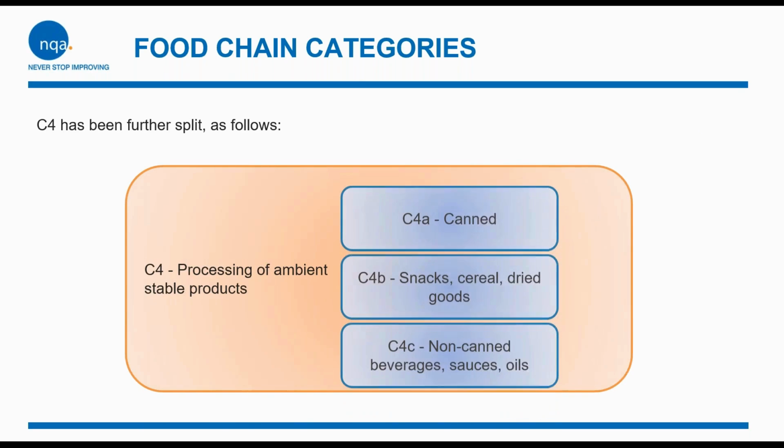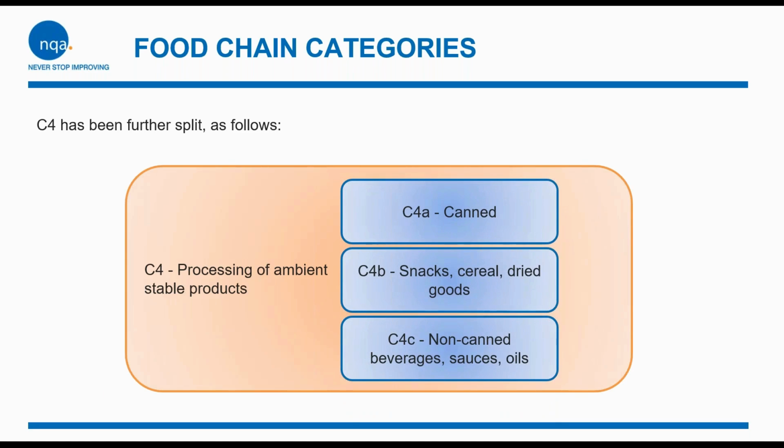C4, which is the processing of ambient stable products, has now been split into three categories. C4A, which is canned products, C4B, which is snacks, cereals, dried goods, and C4C, which is non-canned wet products such as beverages, sauces, oils.